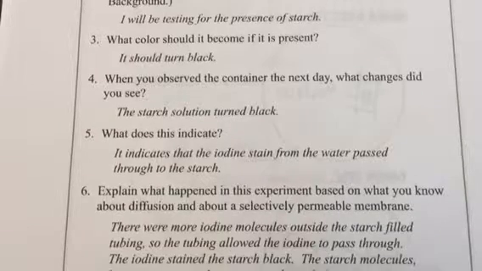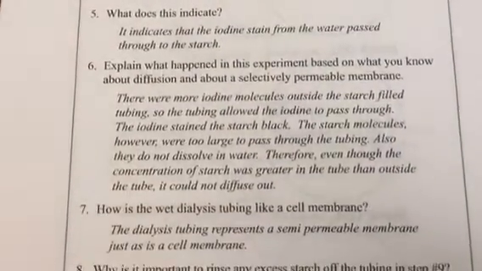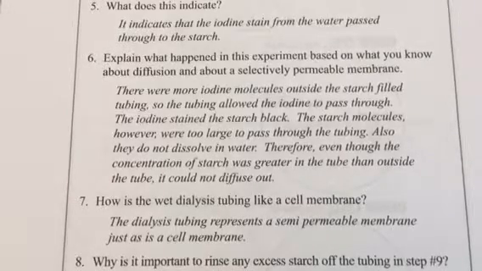Explain what happened in this experiment based on what you know about diffusion and about selectively permeable membranes. There's a little paragraph here. I'll read it to you. So there's more iodine outside the starch-filled tubing, so the tubing allowed the iodine to pass through. It stained the starch black.